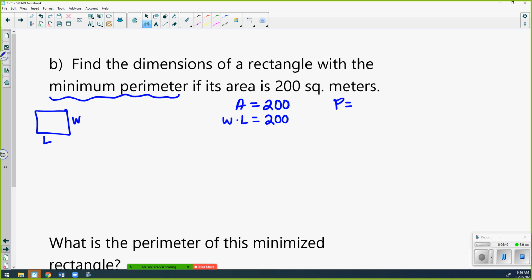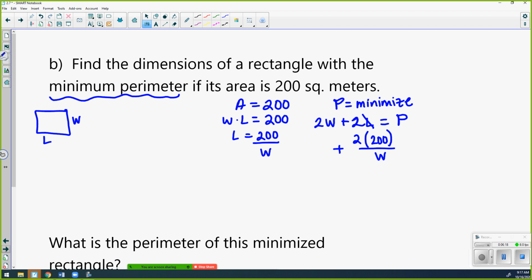And then perimeter wants to be minimized. What do I know about perimeter? It's going to be 2 widths plus 2 lengths: 2W plus 2L. We want the smallest possible value. I have 2 equations, but technically 3 variables because I don't know the perimeter. So I'm going to say the length is technically 200 divided by the width, and then I can substitute that in right here.